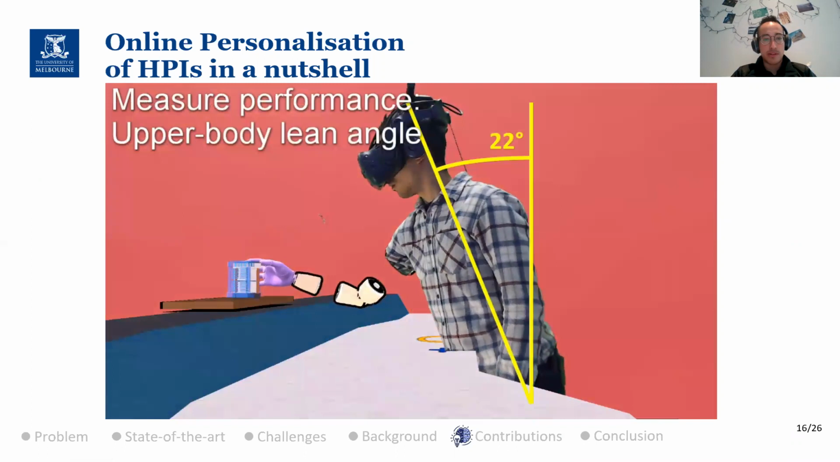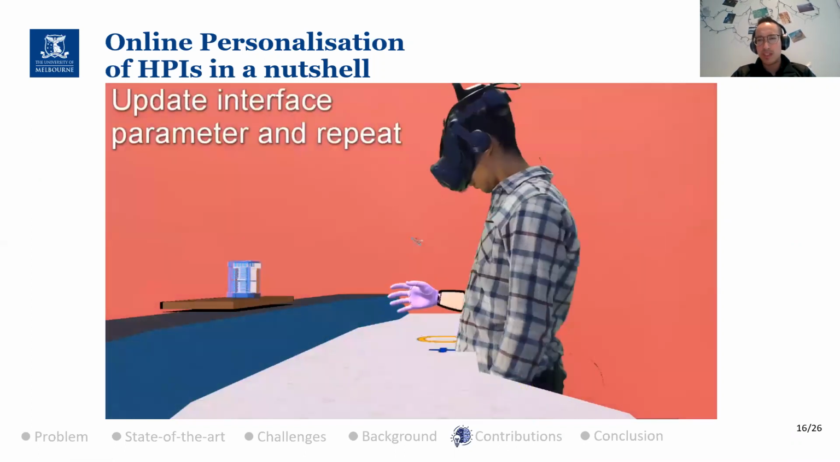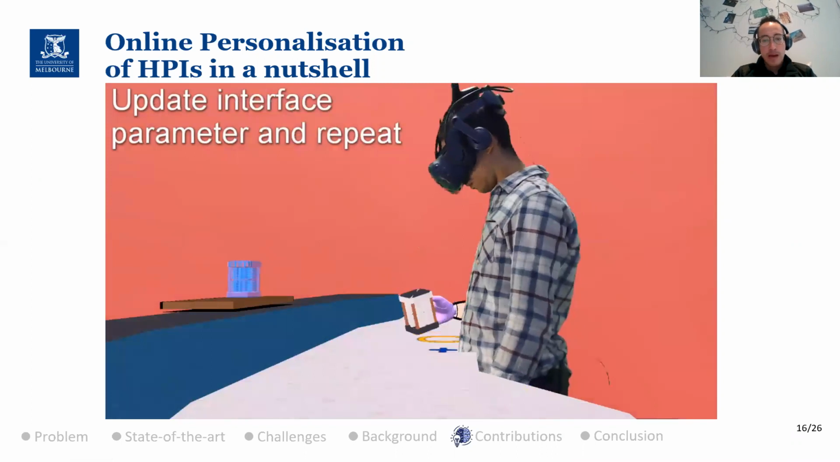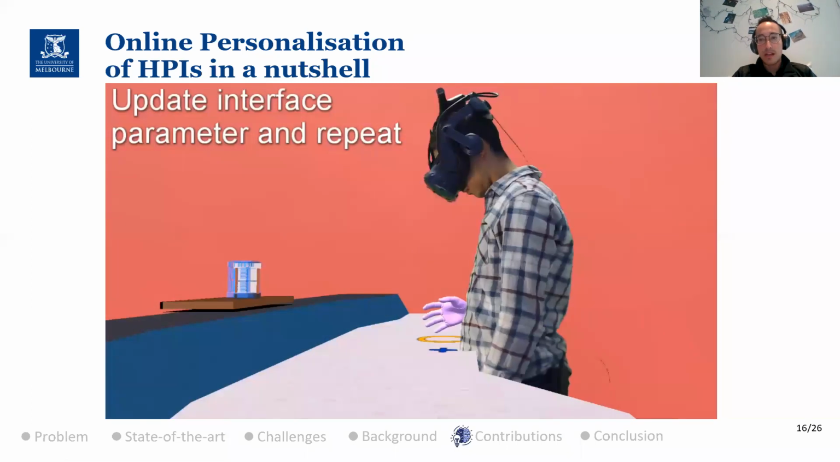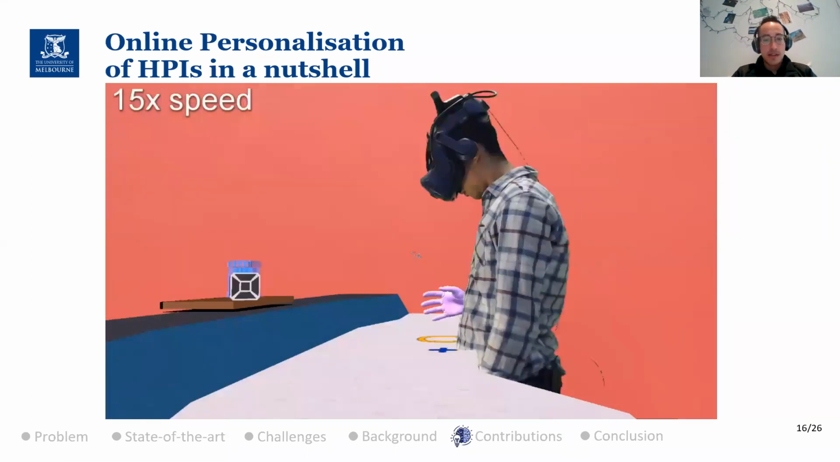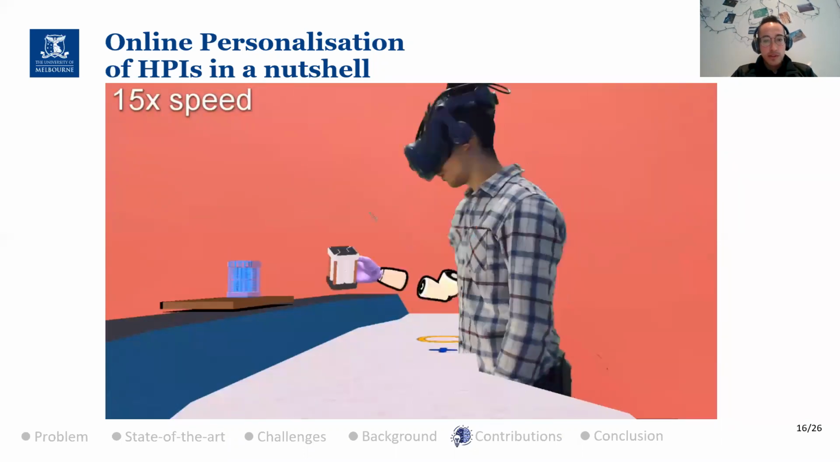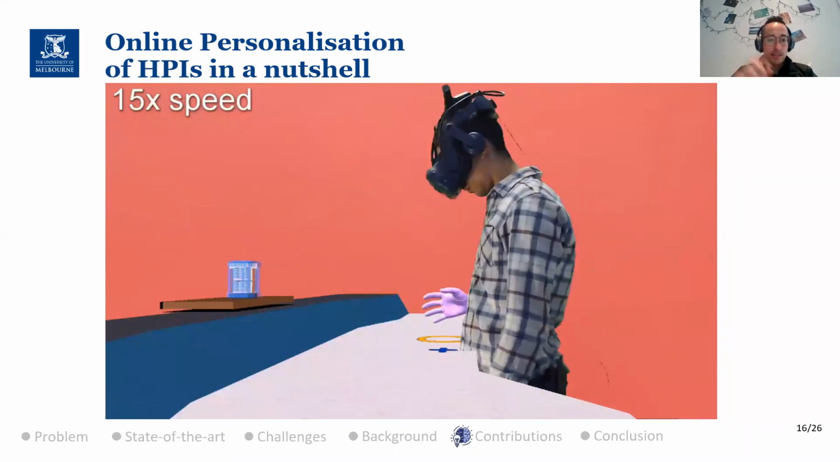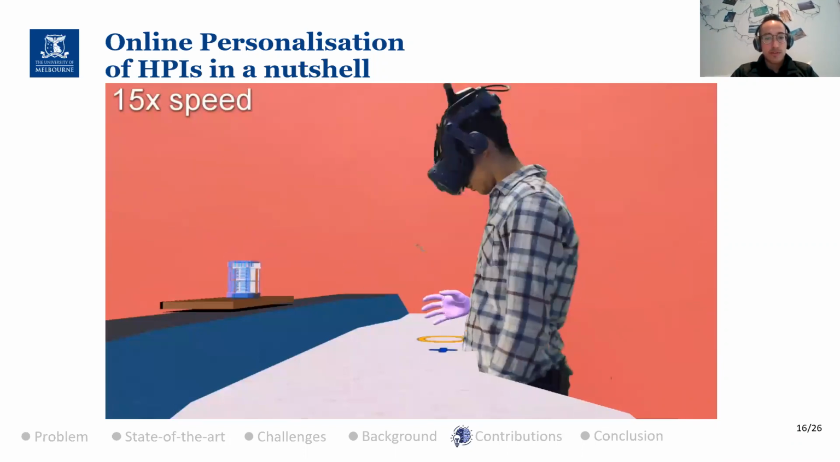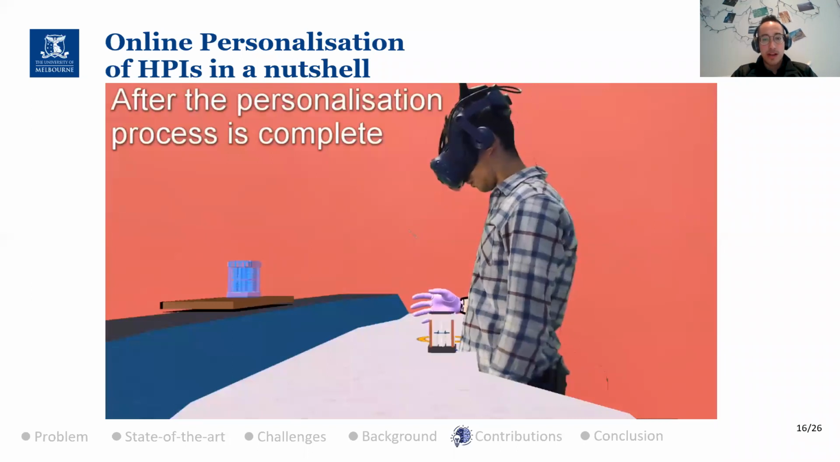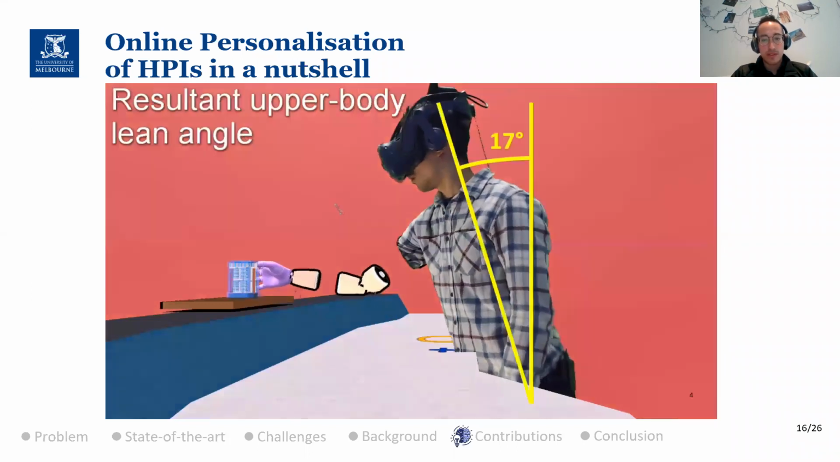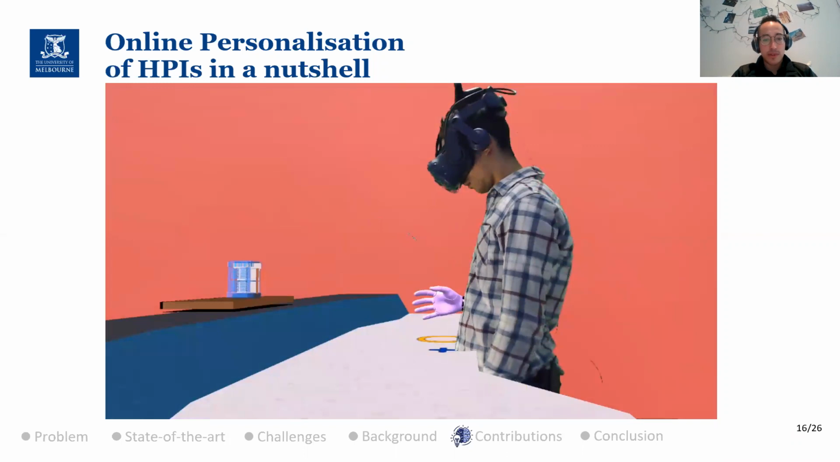For this example, I'm showing lean angle as a measure of performance, just because it's easier to show in a video. But in the experiments that will follow, we kept using the same accuracy and completion time measure of performance. The whole idea is that the person repeats the task, the algorithm will modify the parameter, and we'll have that sort of improvement in the measure of performance. Now, there's still some lean angle because of the distance to that target, but that is the idea.